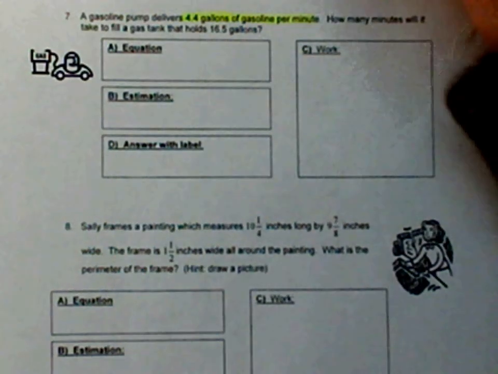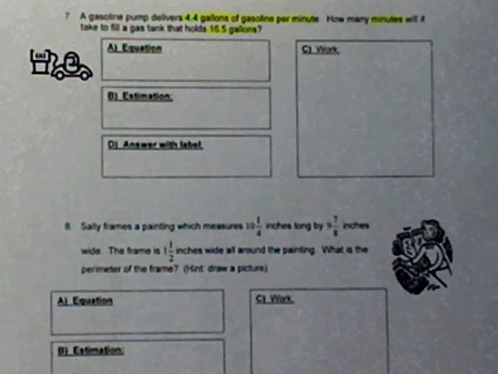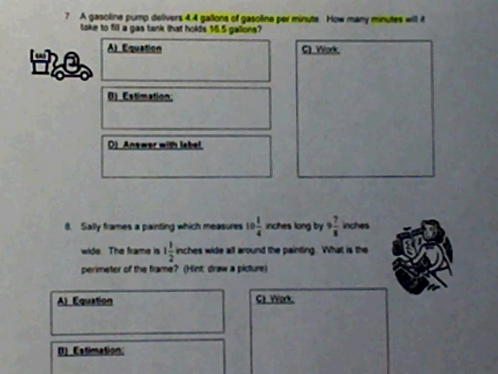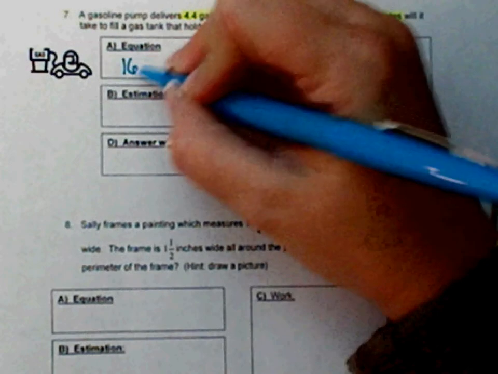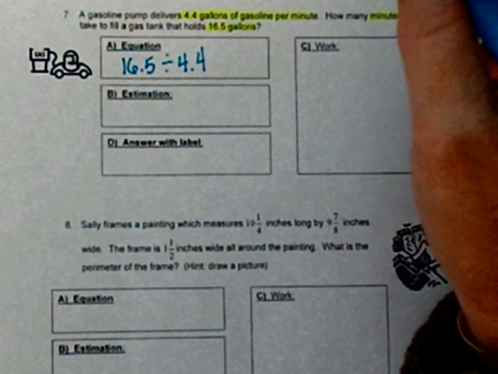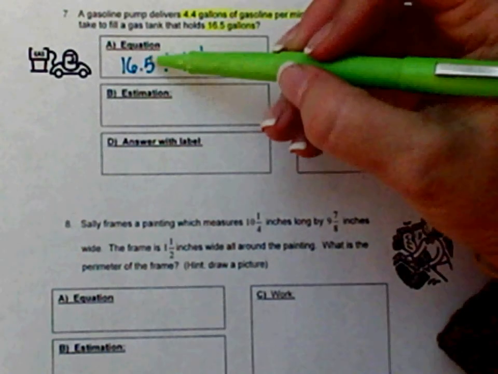They deliver 4.4 gallons of gasoline per minute. How many minutes will it take to fill a gas tank that holds 16.5 gallons? Same kind of idea: we're looking at 4.4 gallons for the first minute, 4.4 gallons for the second minute. So I'm taking the total of 16.5 and separating it to get my minutes. So I know that I am dividing. I'm going to start with my total of 16 and 5/10 gallons and divide it into 4 and 4/10 gallons so I can figure out the minutes.